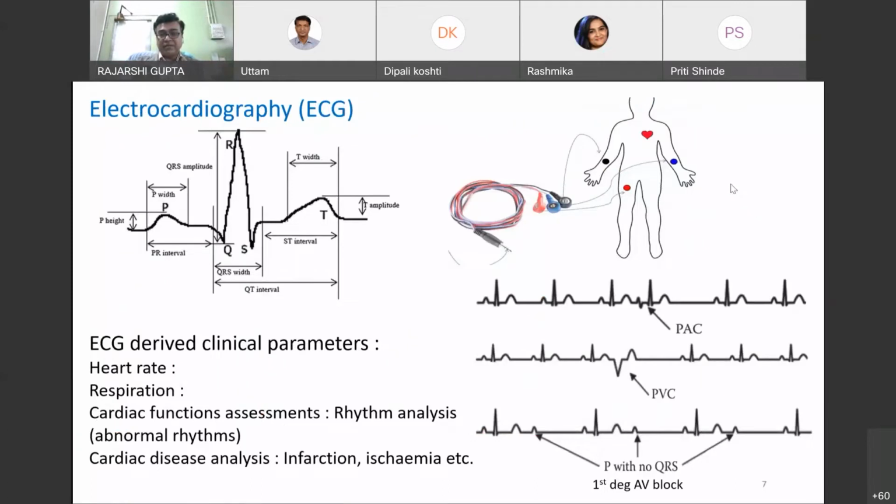ECG is, I think, much more common to us because there has been intensive research over ECG than PPG. In fact, over the last 40 years, there has been extensive research on ECG. So this waveform, I think it is known to all. This is the P wave.